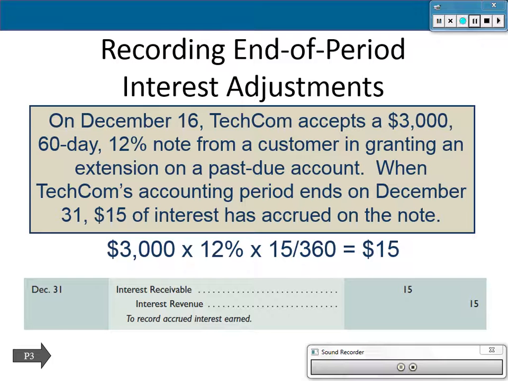But we still have to calculate the interest that was accrued from December 16th to December 31st for that particular year. So we take 3,000, we multiply it by the interest rate, which is 12%, times 15 days, because it's 15 days exactly from the 16th to the 31st, over 360. So for this particular year, when they started the note, they've already accrued $15 worth of interest. So we do a debit to interest receivable for $15 and we credit interest revenue earned for $15.